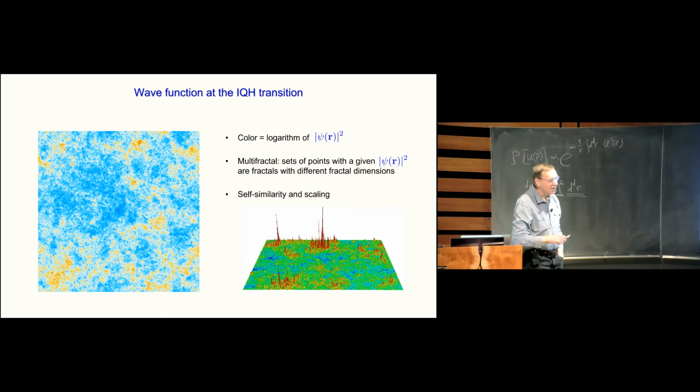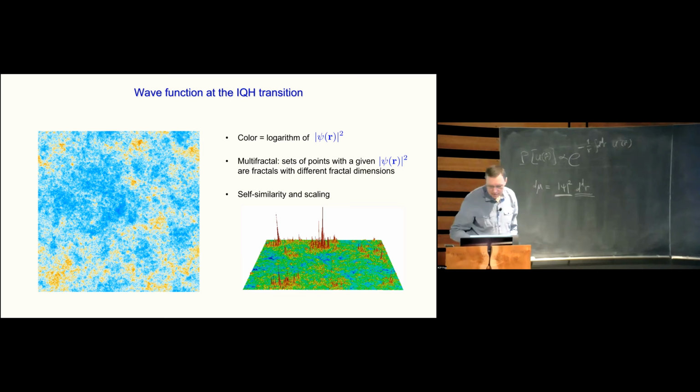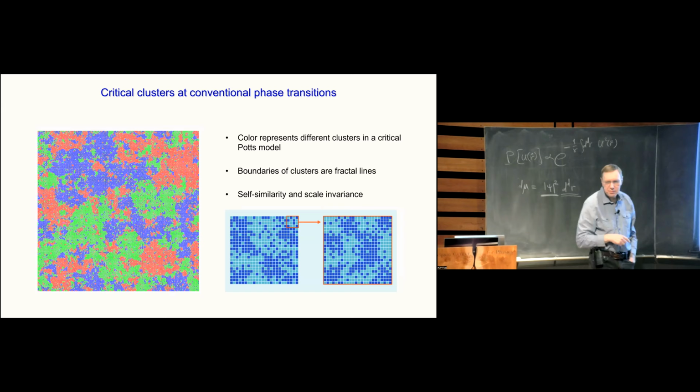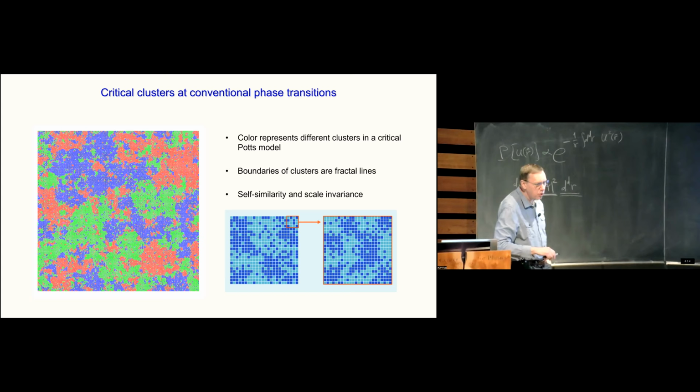Any other questions? All right. So, let's see. The other side of my quiz was this picture, right? And what can now reveal what this thing is? This is just a picture of clusters in a critical Potts model. I don't exactly remember, but just counting how many colors I have here, I think I have only three different colors. So it's probably a 3-state Potts model.